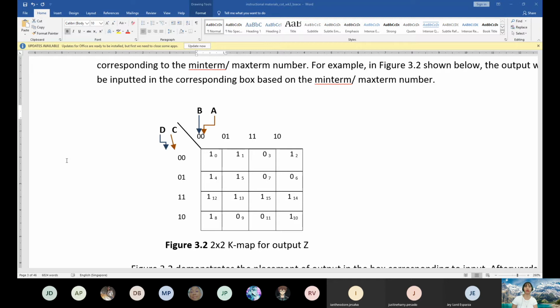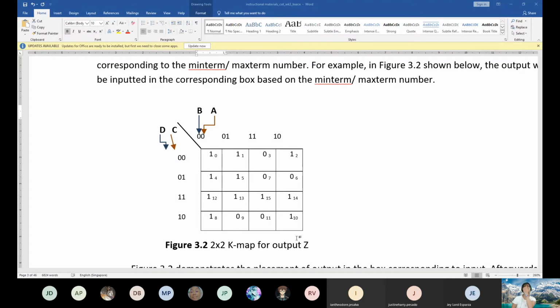And lastly, we have the last row. So we have 1100, the output is 1. 1101, still 1. 1110, 1. And lastly, 1111 is 1. Okay, so we now have a K-map.